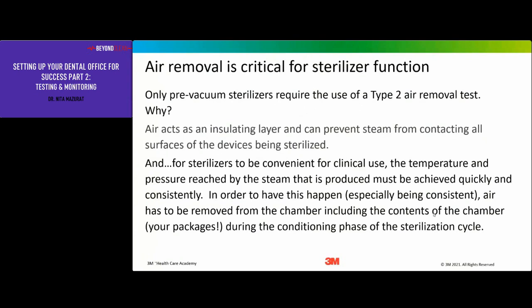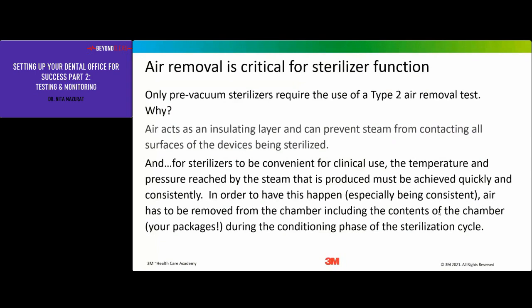Air removal is critical for sterilizer function. Only pre-vacuum sterilizers require the use of a type 2 air removal test because air always acts as an insulating layer and it prevents steam from contacting all surfaces of the devices being sterilized. And for sterilizers to be convenient for clinical use, the temperature and pressure reached by the steam that's produced has to be achieved quickly and consistently.